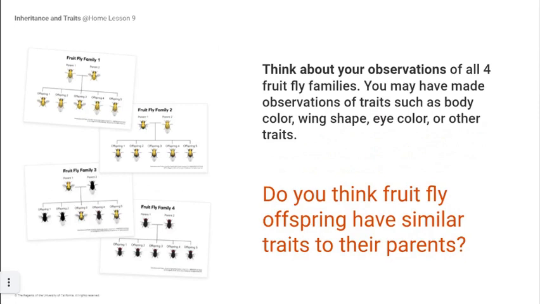Now, I want you to think about your observations of all 4 fruit fly families. You have made observations of traits such as body color, wing shape, eye color, or other traits. Do you think fruit fly offspring have similar traits to their parents? Stop the video, think about what you observed, and see if you can answer that question. Do you think fruit fly offspring have similar traits to their parents?